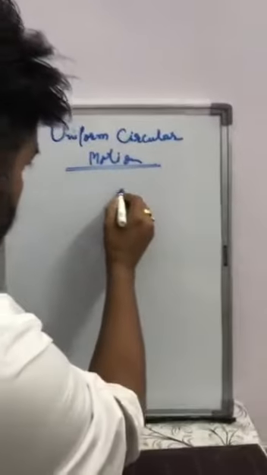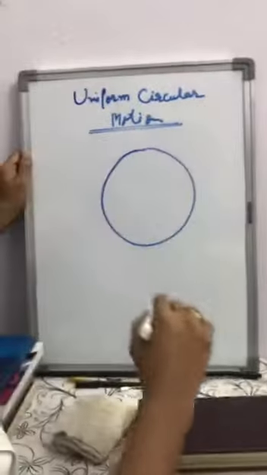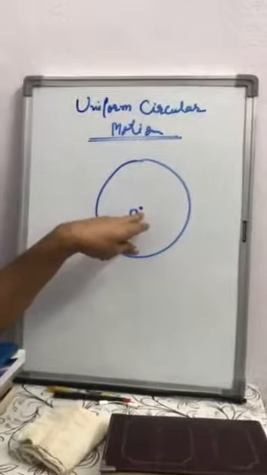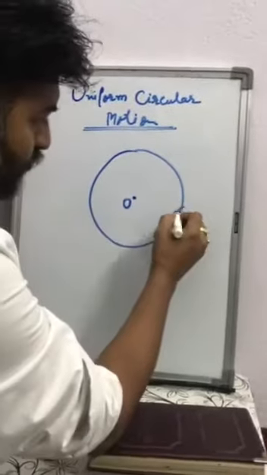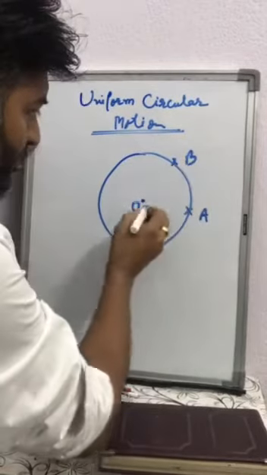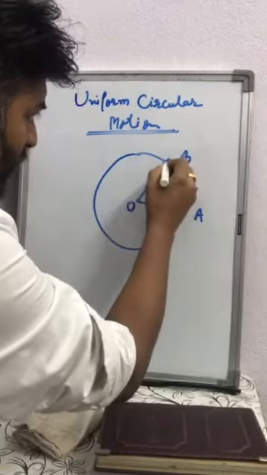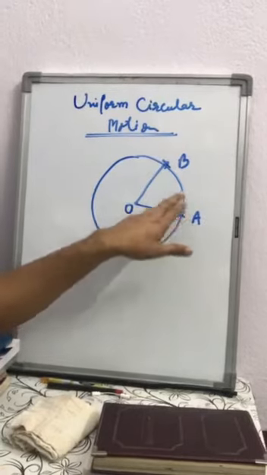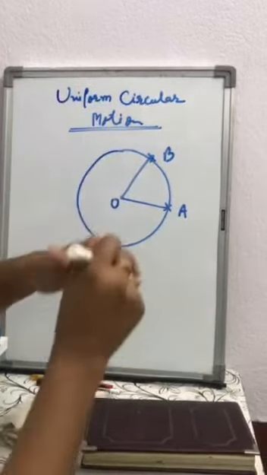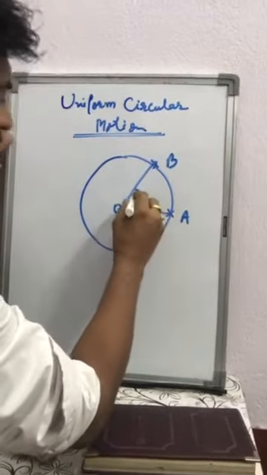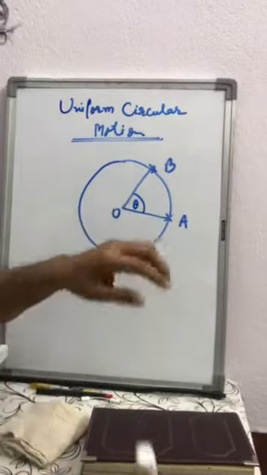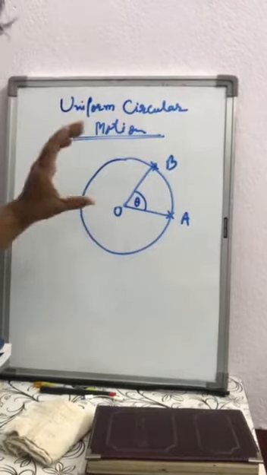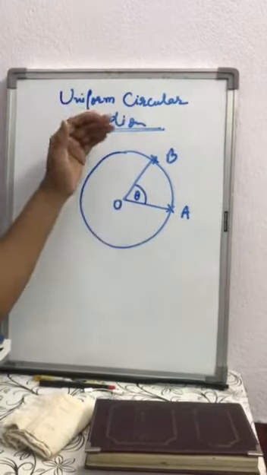If we have a circular path, and the observer is at the center of that path, and a body moves from A to B, then the observer, without any change in his position, observes the motion of the body from A to B. In that case, we can say the observer makes an angle, let that angle be theta, on his eye to observe the motion of the body from A to B. This condition is known as circular motion.